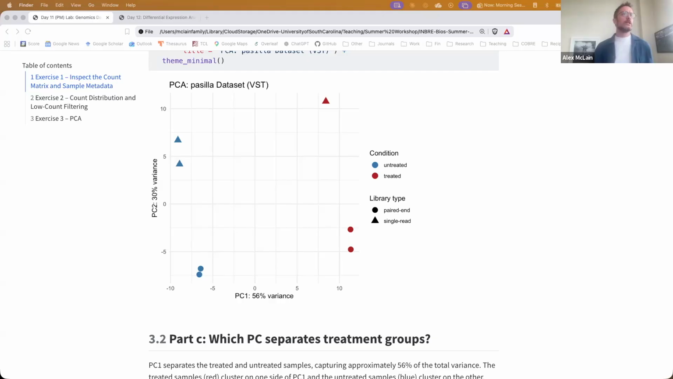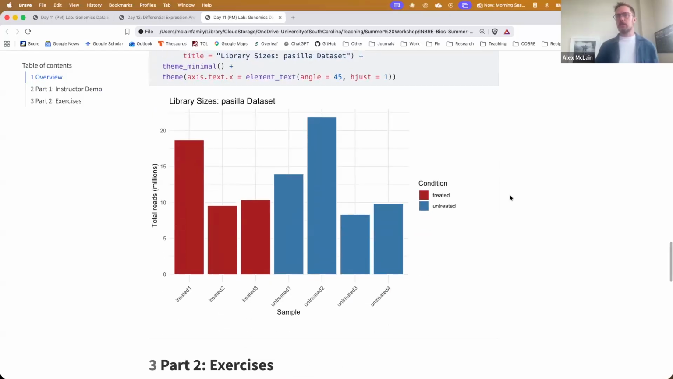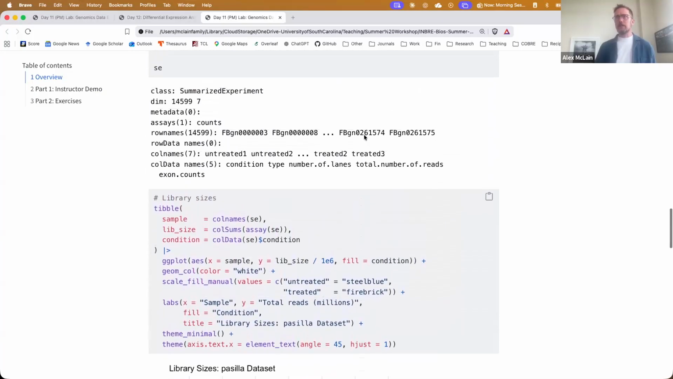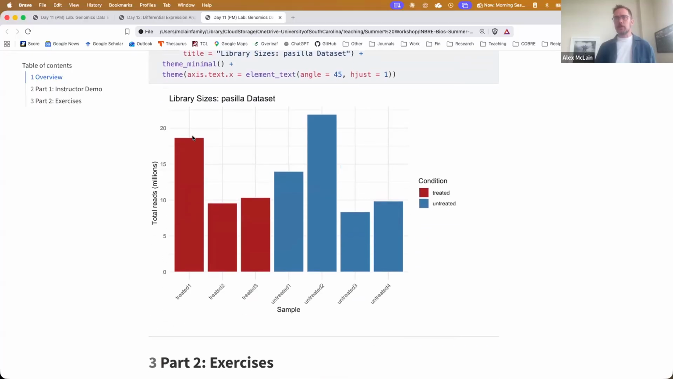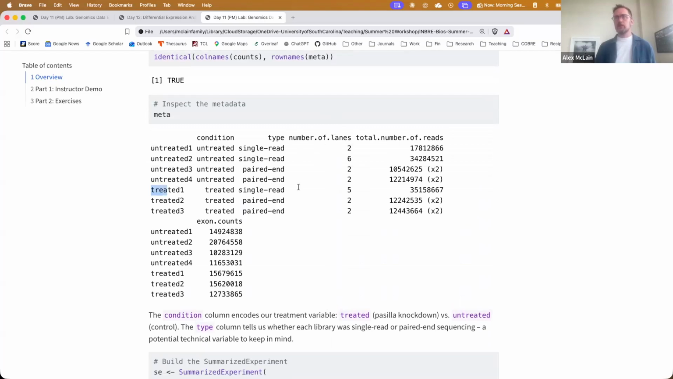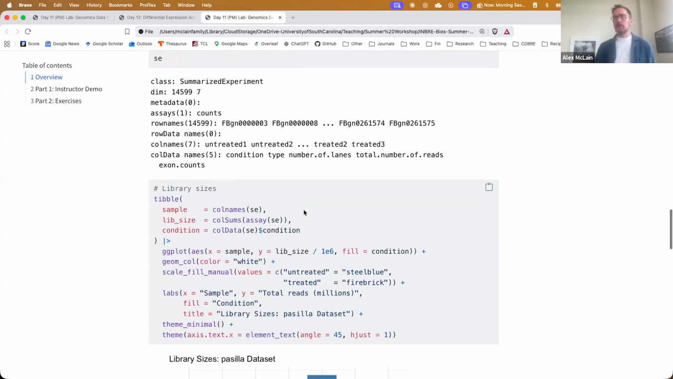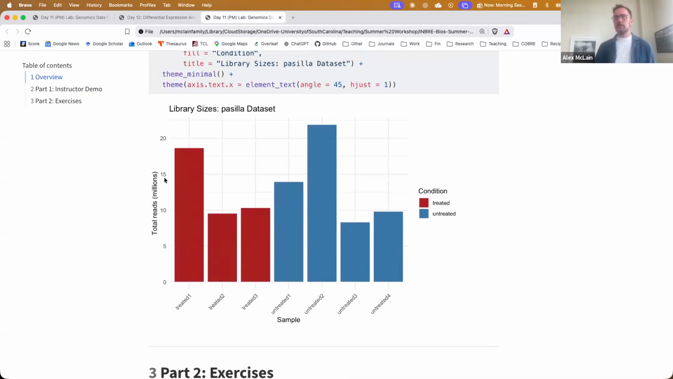So I'm just pulling up the lab file, just this library type issue. This is something that we noticed at this point when we were just looking at the library sizes. The 3 with the biggest library sizes are treated 1, untreated 2, untreated 1, and untreated 2. And if we look back, treated 1 is single read, untreated 1 and untreated 2 are single read. So the library sizes are higher in the single reads than in the double read.